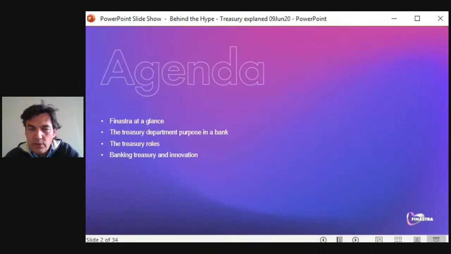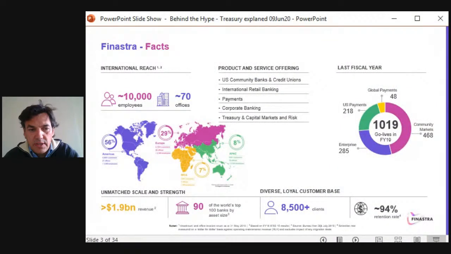So the agenda today is made of 4 parts. We'll briefly go through Finastra, because obviously we have a lot of solutions for treasury. Then we'll look at the purpose of the treasury. We will look at the different roles and functions. And finally, we will look at how innovation can change what happens today in the treasury. But let's start with Finastra.